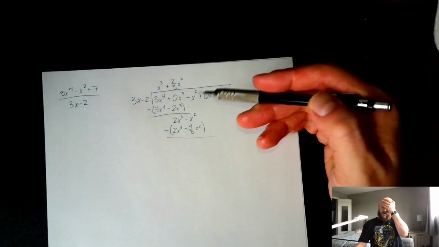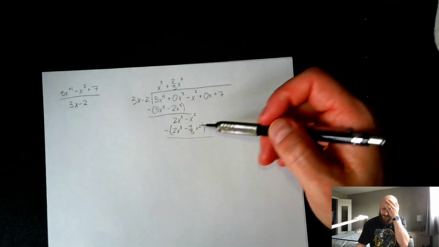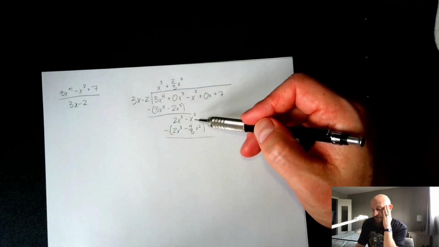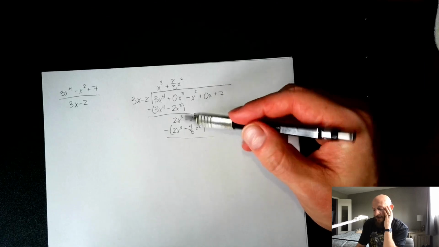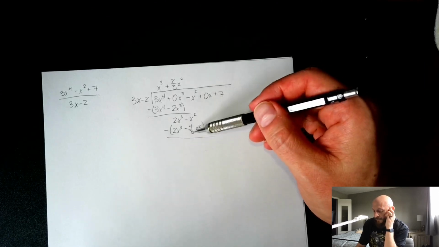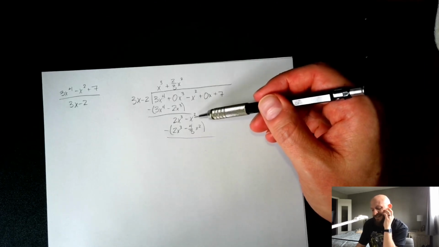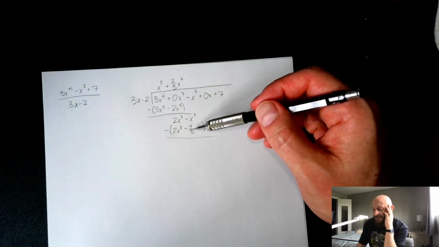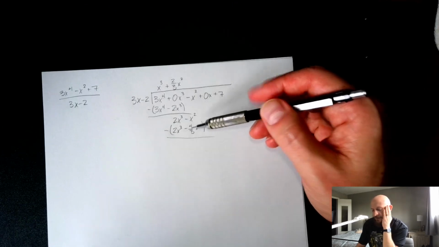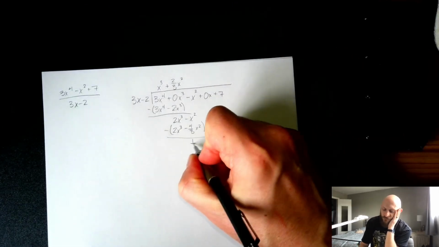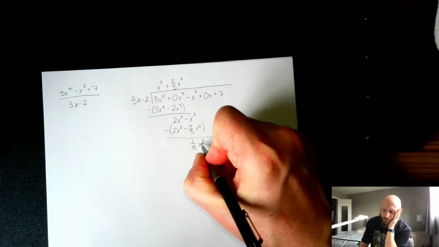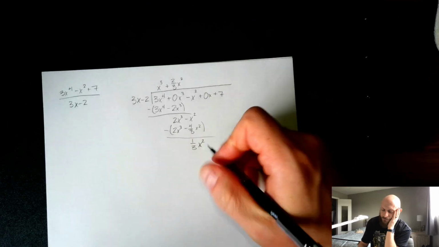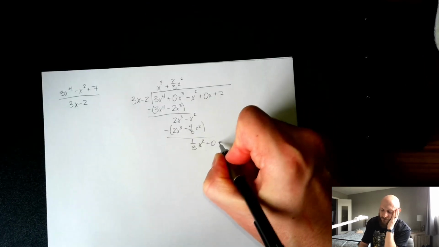Okay, here's where we're going to test my powers of mental math on the spot for fractions. Negative x squared minus negative 4/3 x squared becomes negative x squared plus 4/3 x squared. 4/3 minus 1 is 1/3. So this becomes 1/3 x squared. And we'll bring down the 0x plus 0x.